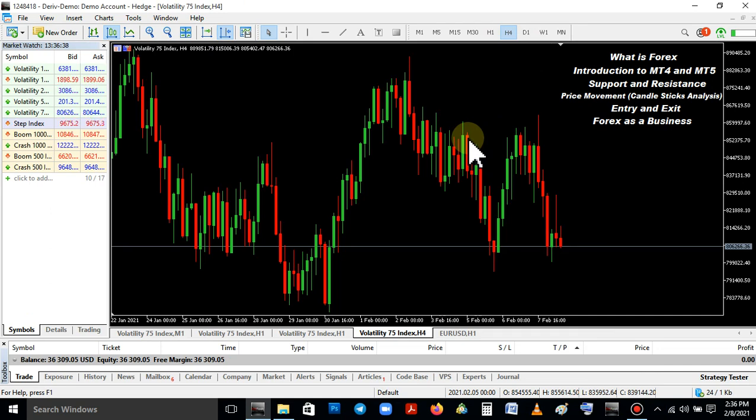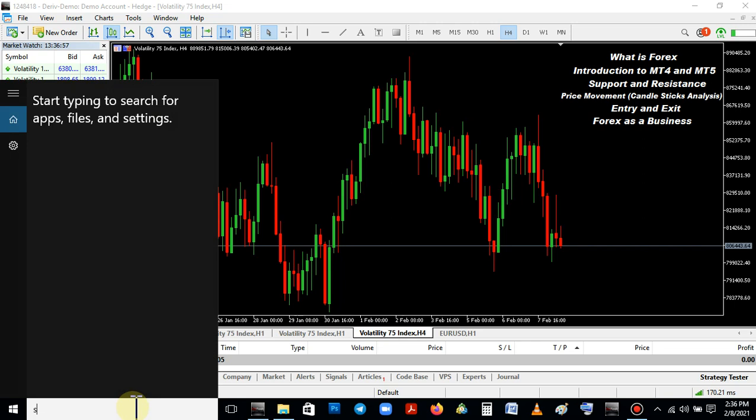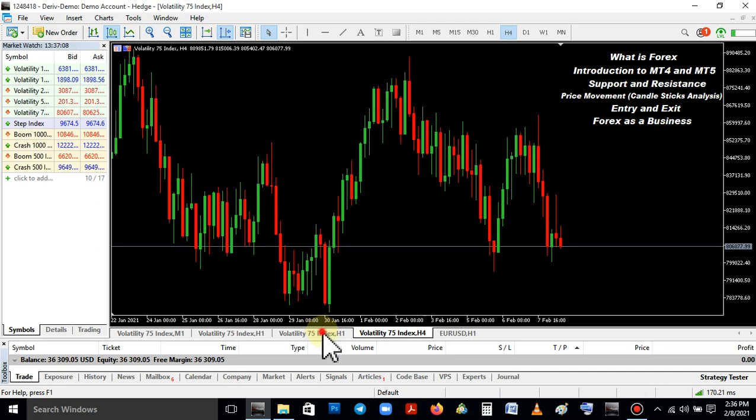So your assignment is to mark up your support and your resistance on volatility 75, on step index and on volatility 51s, and take a screenshot and send it to me. For those of you using Windows or your laptop, you can search for the snipping tool. Assuming you are done with your markups.